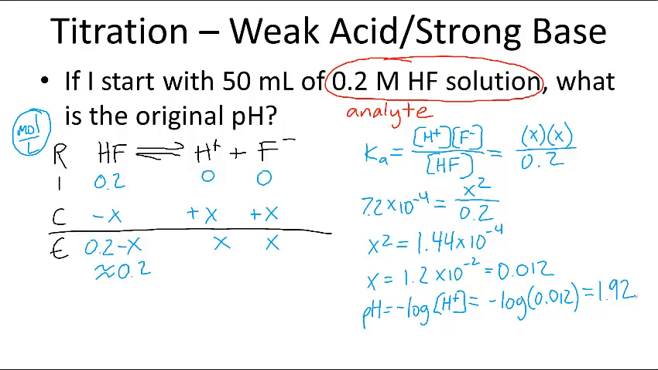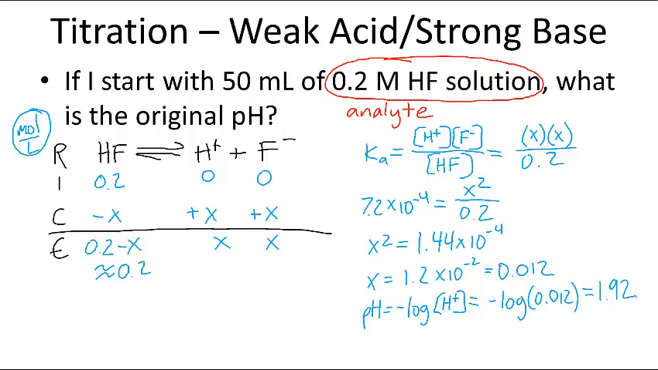All right, looking around, looks like most people made their ICE chart, did the solution. I used the negligible X approximation. Did anyone not make that approximation? So I made the approximation that 0.2 minus X was roughly equal to 0.2. This is one of those borderline cases.